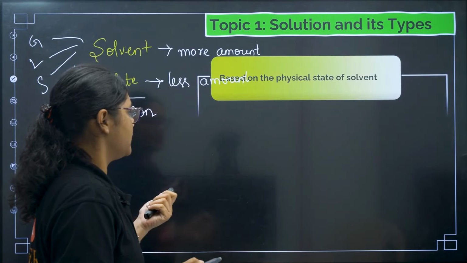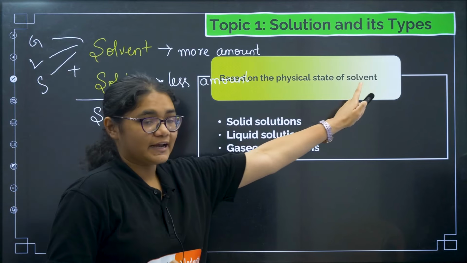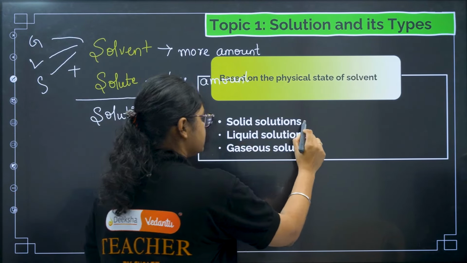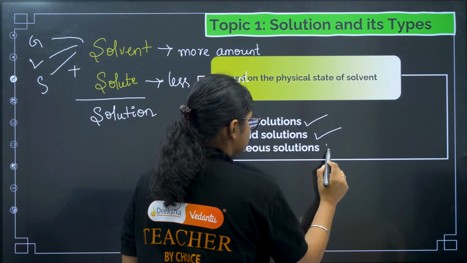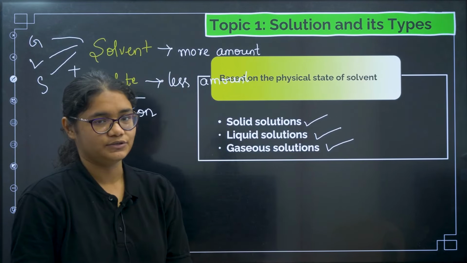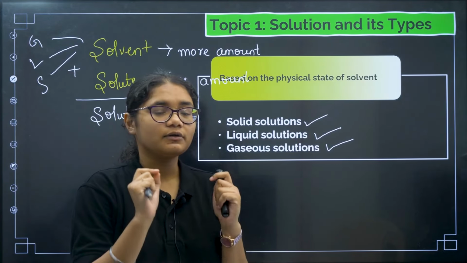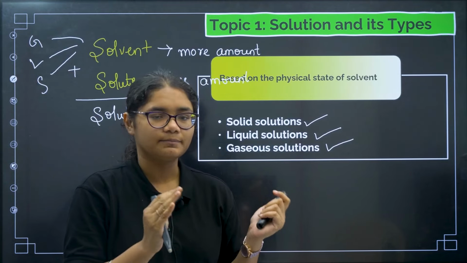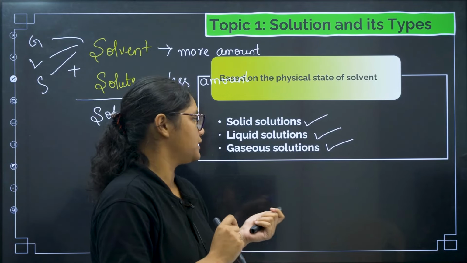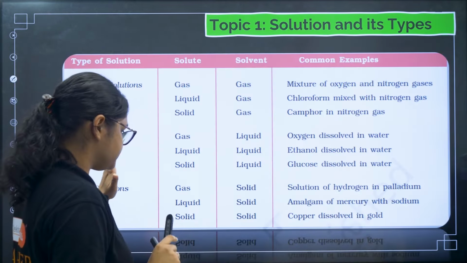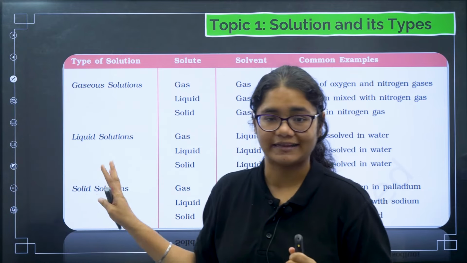So you can see here, based on the physical state of the solvent, we can have solid solutions, liquid solutions, and gaseous solutions. So what type of questions can be asked from this? You need to remember the examples, one or two examples you need to understand. So I'll show you a table. Yes, this table is there in your NCERT book.